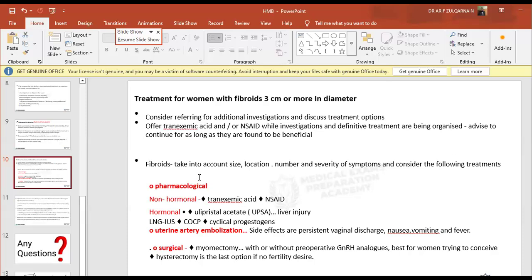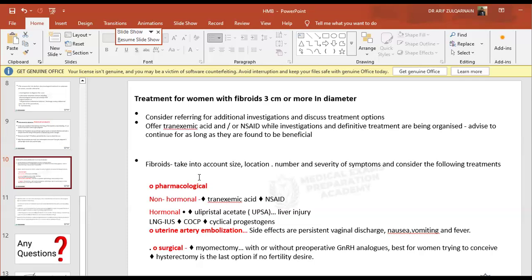And among the surgical options, in a patient with fibroid less than 3 centimeter, we have discussed the option of hysterectomy only. But in a patient with fibroid, we can do myomectomy with or without preoperative use of GnRH analogs to reduce the size of the fibroid. They will shrink the size of the fibroid, but they make the plane of cleavage difficult.